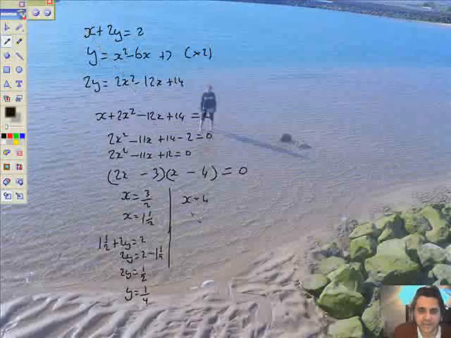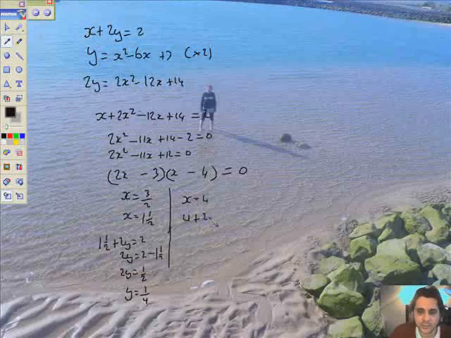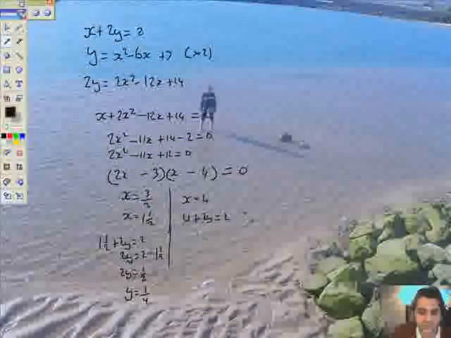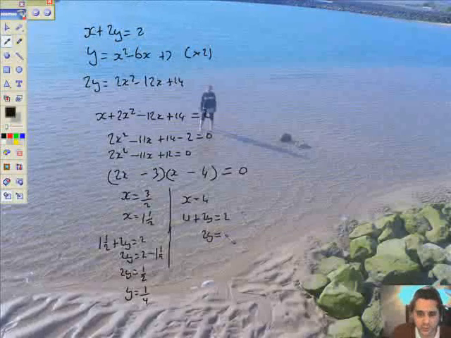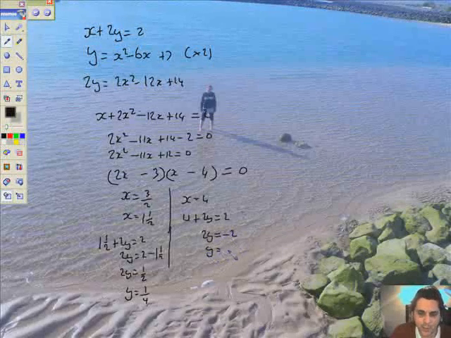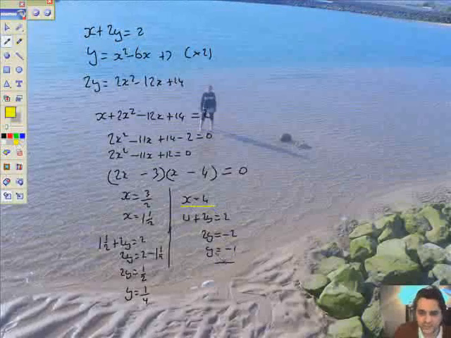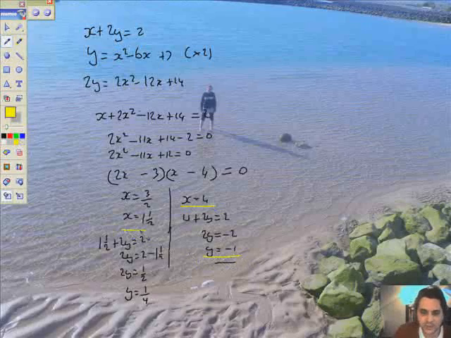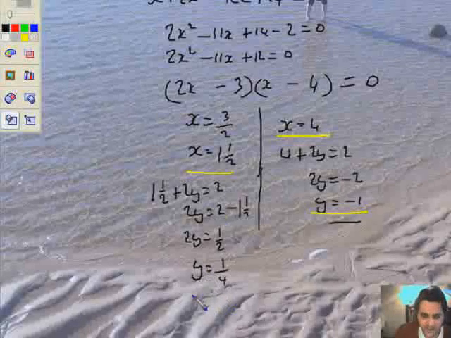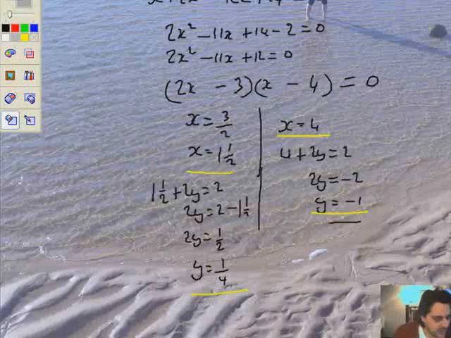Substituting x equals 4 up there, I've got 4 plus 2y equals 2. Subtract the 4, 2y equals minus 2. y is going to be minus 1. And these are my lovely values. When x equals 4, y is minus 1. When x equals 1.5, y equals a quarter. I'm going to stop there.